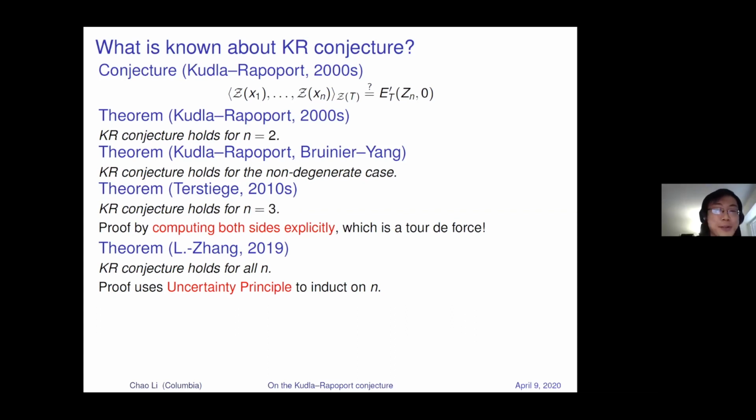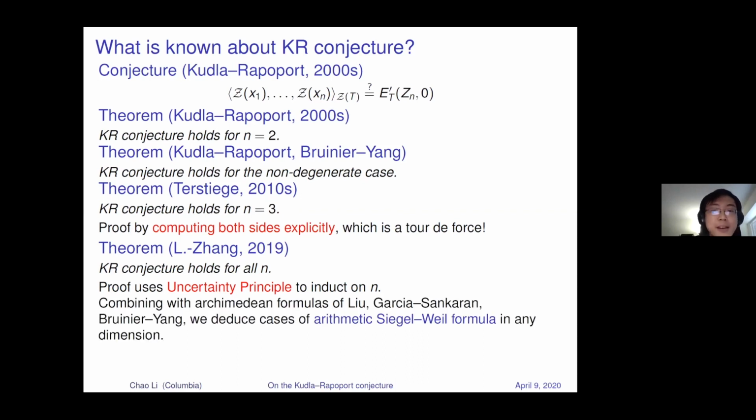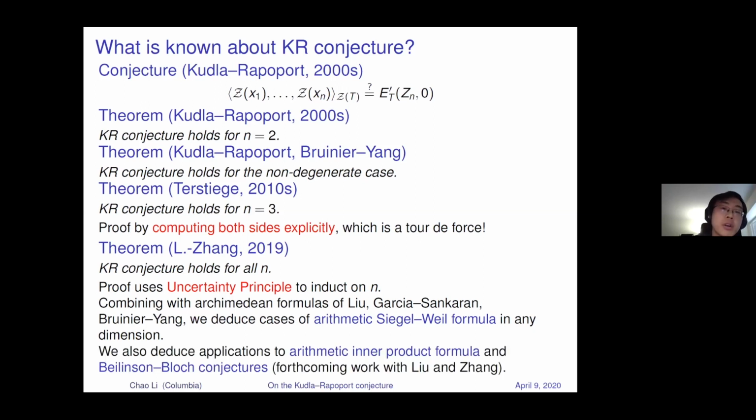Okay, so I hope I will try to explain this usage of uncertainty principle. But I explained before, now I can combine the Archimedean formulas that is already proven to deduce now cases of arithmetic zero-wave formula in any arbitrary high dimension. Okay, and together with more global inputs, we now can deduce applications to the arithmetic inner product formula for the unitary group, and also deduce certain cases of Beilinson-Bloch's conjecture when the derivative of L function is non-vanishing.